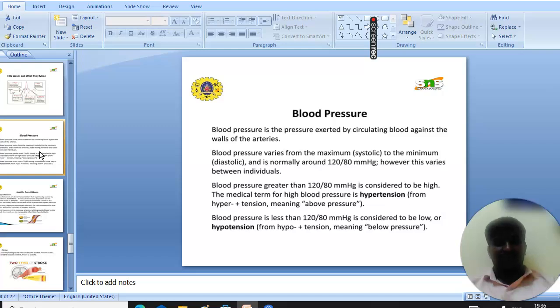Next, blood pressure. Blood pressure is the pressure exerted by the circulating blood against the walls of the arteries. The blood pressure varies from maximum to minimum, which is normally around 120 by 80 mm Hg. However, it varies between individuals. Blood pressure greater than 120 by 80 mm Hg is considered to be high. The medical term for high blood pressure is hypertension. Blood pressure less than 120 by 80 mm Hg is considered to be low, or hypotension.